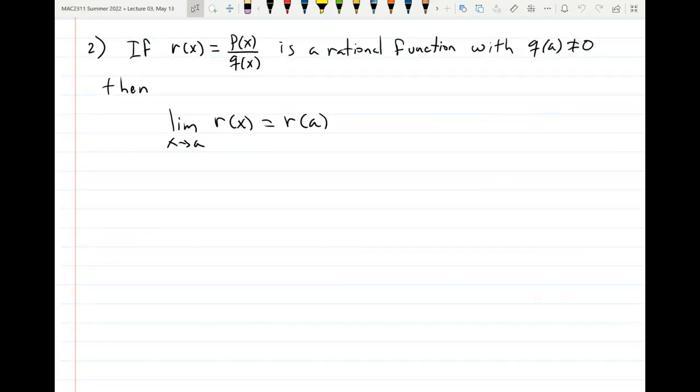Remember the tangent has a bunch of vertical asymptotes because it's not defined whenever cosine is 0. And cosine is equal to 0 at odd multiples of pi over 2, like pi over 2, 3 pi over 2, 5 pi over 2, etc. Therefore, the tangent is not defined there. But other than that, when you take the limit, you just plug in. And same thing for the others. So, limits of transcendental functions.